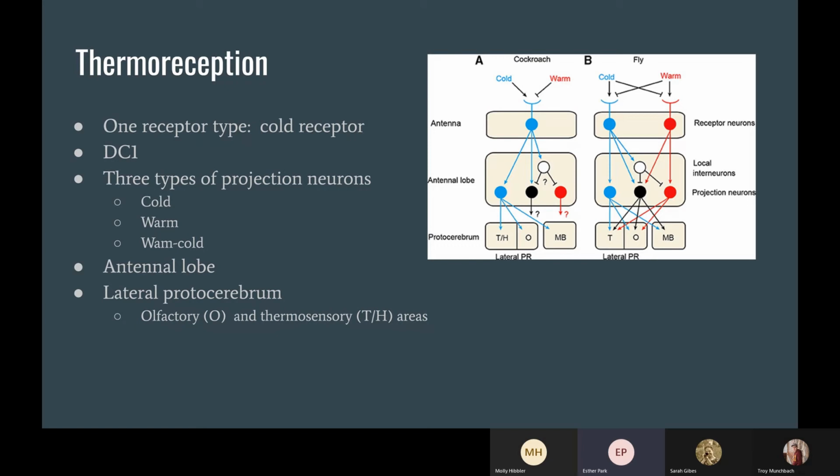The cold receptor axons converge into 3 fused glomeruli, forming a structure called DC1 at the posterior margin of the antennal lobe. From here, there are cold projection neurons, which exhibit excitatory responses as a result of cooling, and warm-cold neurons at the cold glomeruli. The warm receptors exhibit excitatory responses in response to warming, and the warm-cold receptors exhibit excitatory responses as a result of warming or cooling. From the antennal lobe, the axons of the neurons project to the olfactory and thermosensory areas of the lateral protocerebrum, which is part of the brain where the signal can be processed.